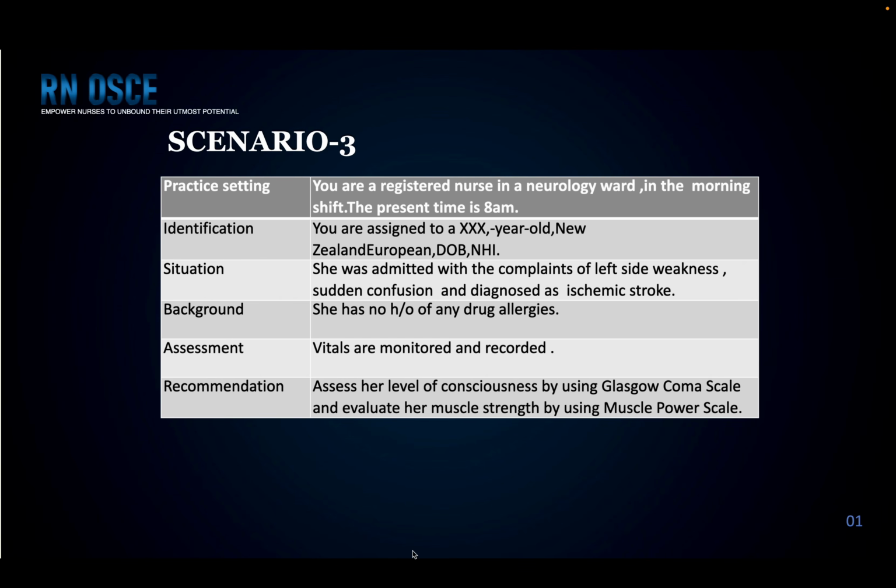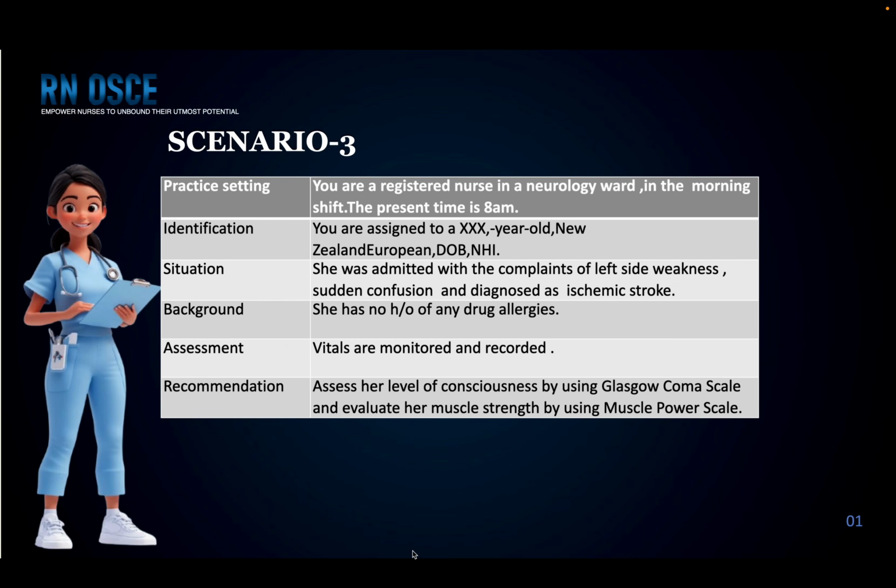Our recommendations are: assess her level of consciousness by using Glasgow coma scale and evaluate her muscle strength by using muscle power scale. This scenario is testing your ability to recognize and prioritize care in patients with a neurological condition such as stroke. Perform neurological assessment, record and communicate findings effectively.